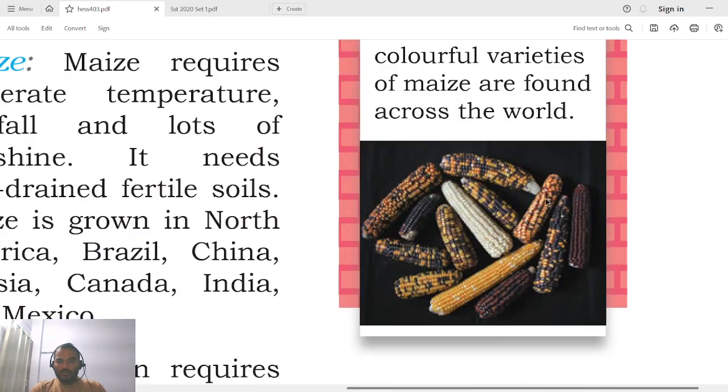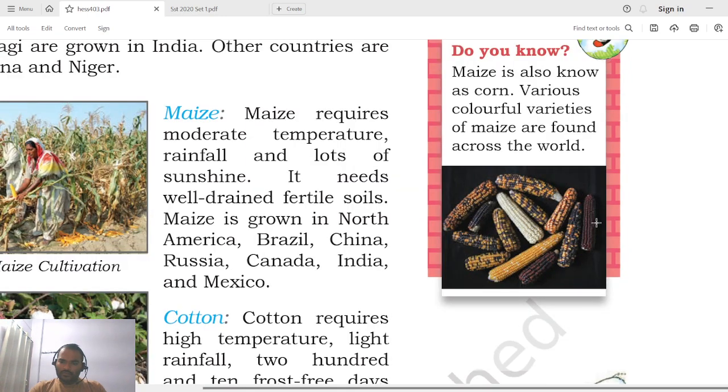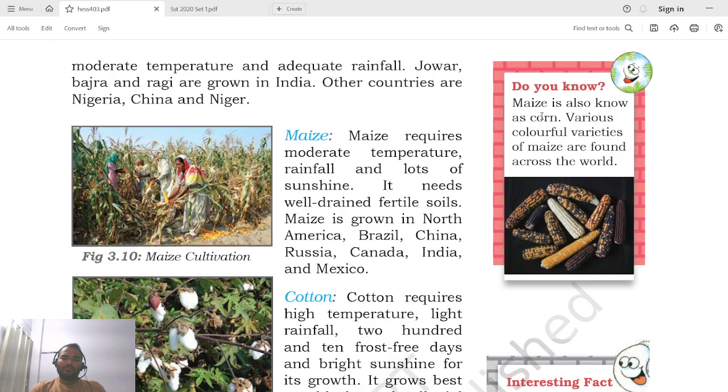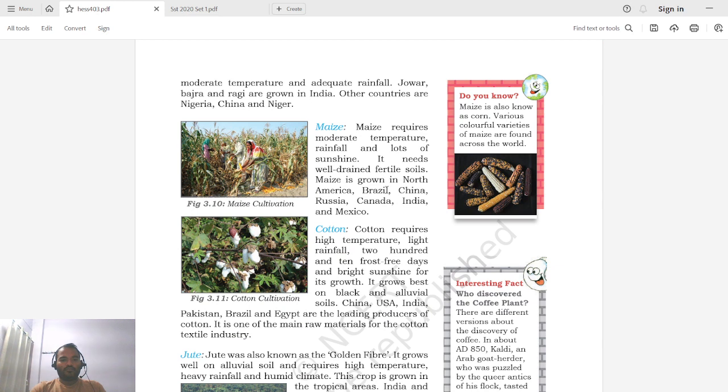So if you see, there are different colors of maize. There are black, black plus yellow, sometimes white, and sometimes yellow, right? And there is also some purplish shade. Maize is also known as corn across the globe, and various colorful varieties of maize are found across the world. In India, basically, we don't find so many varieties, but yeah, we do have these yellowish color maize, right? But it would be good if you see this and even test this maize, right?